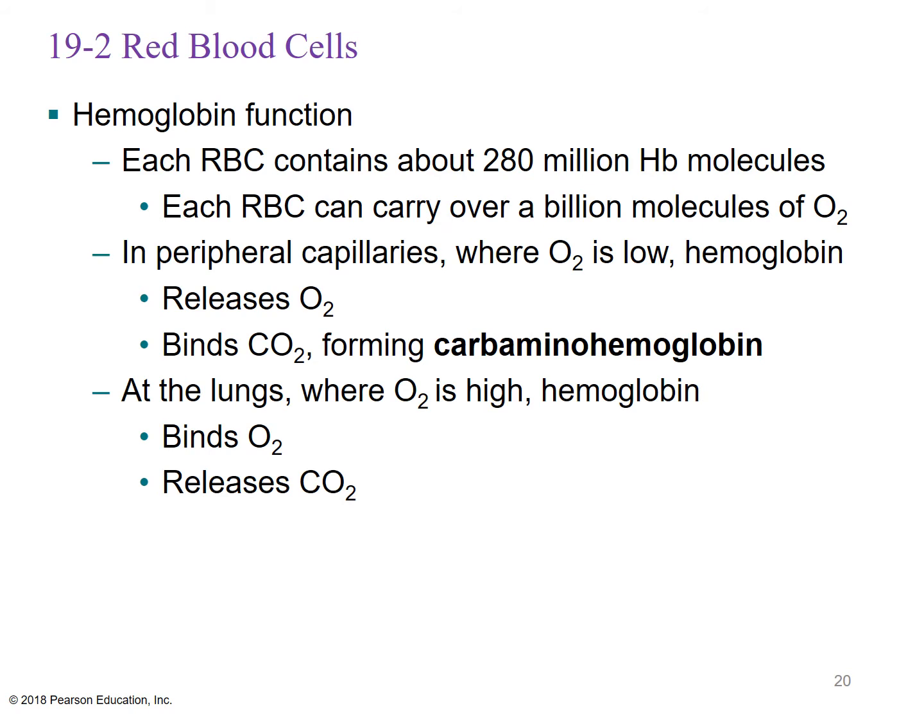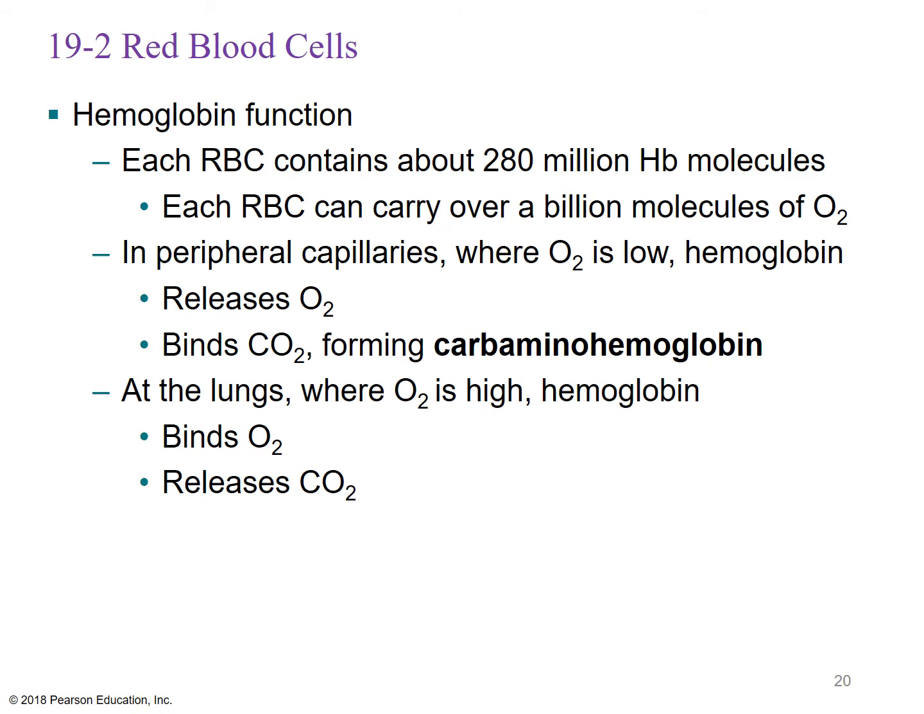Each red blood cell will contain about 280 million hemoglobin molecules, which means that each single red blood cell can carry over 1 billion molecules of oxygen. So that is a lot of oxygen inside of one little tiny red blood cell.